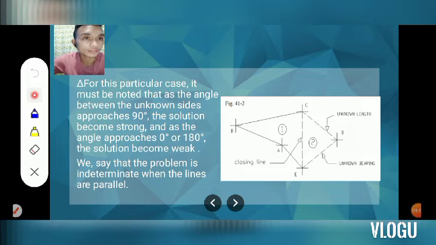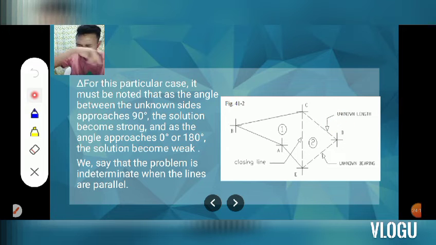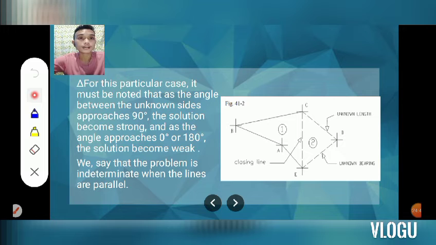From here, this is the figure, then the unknown length, unknown bearings, and the closing line. If the angle between the unknown sides approaches 90 degrees, the solution becomes strong. And as the angle approaches 0 degrees or 180 degrees, the solution becomes weak.